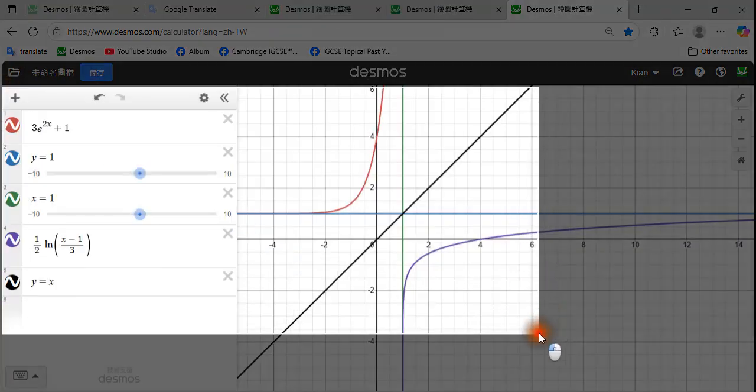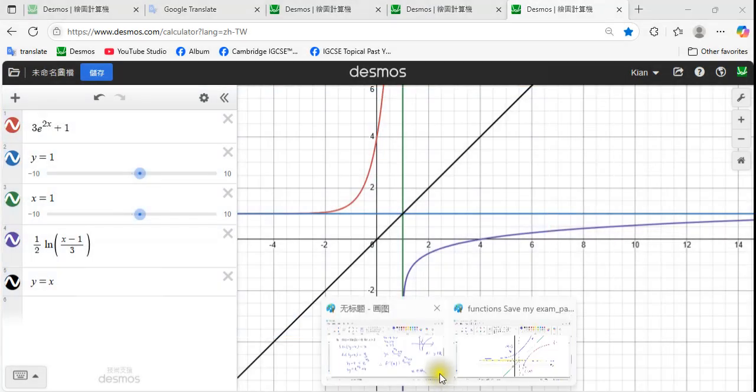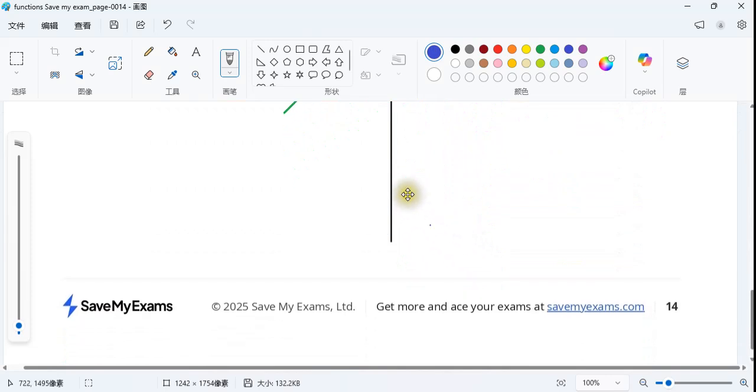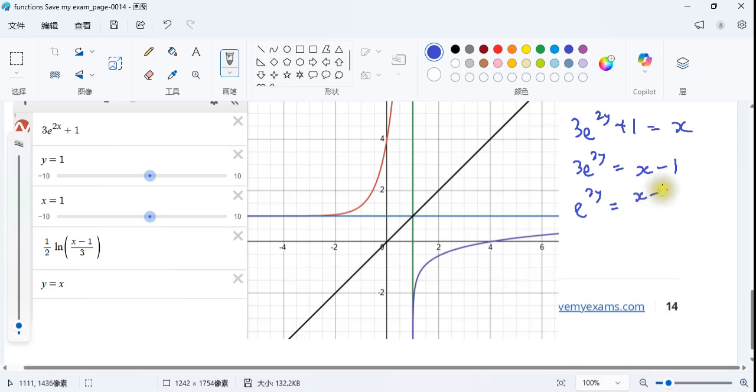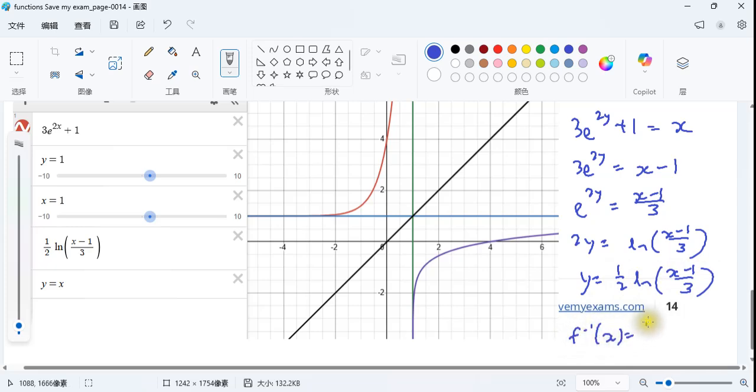Okay, so what happened here is we have 3e^(2y) plus 1 equal to x. So 3e^(2y) equal to x minus 1, e^(2y) equal to (x minus 1) over 3, and then 2y is ln of (x minus 1) over 3, then y will be half ln of (x minus 1) over 3. That is, the f inverse is half ln of (x minus 1) over 3. Okay, done.